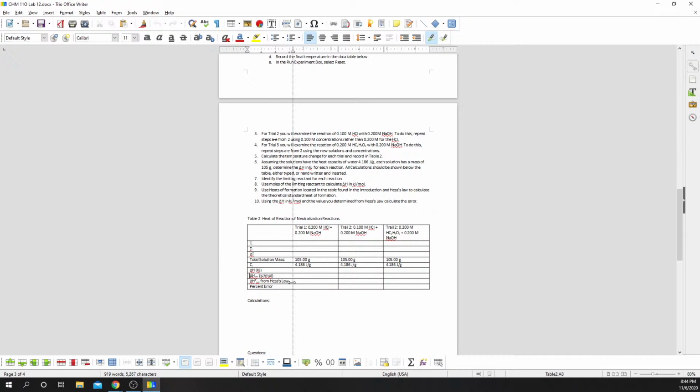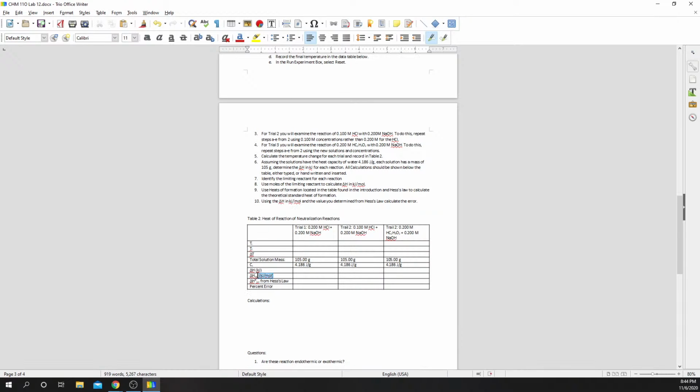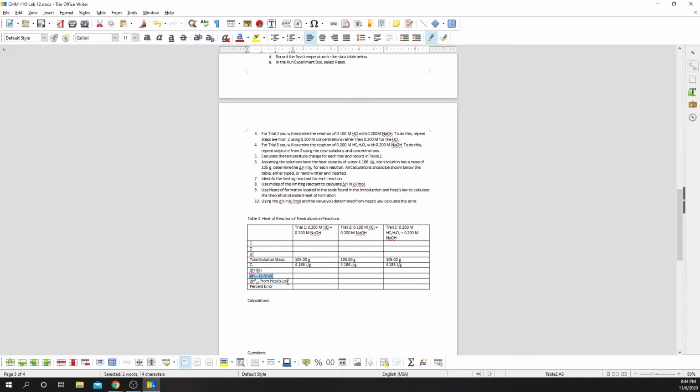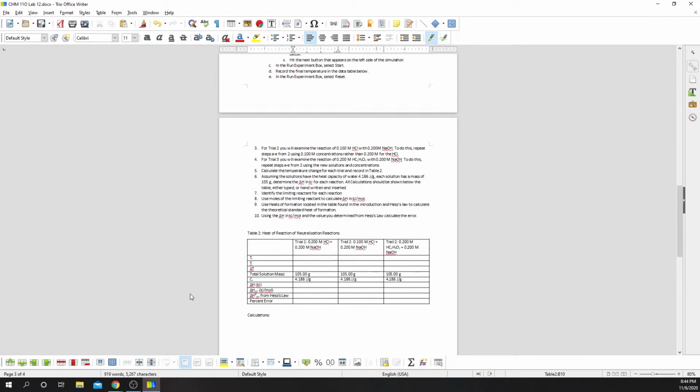And then this is the enthalpy of reaction from Hess's law. That's the one that you calculated first, products minus reactants. So you're going to compare this one here, the enthalpy of reaction you found using the simulation, to this one, the one you found by calculating it from the table. And that's where you get your percent error.